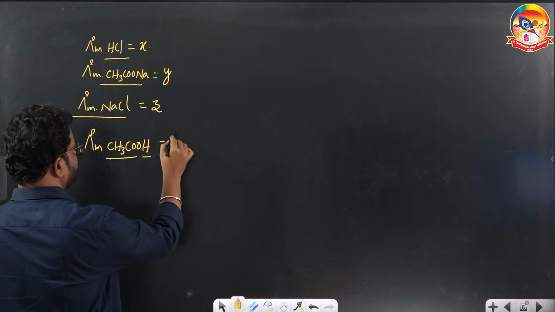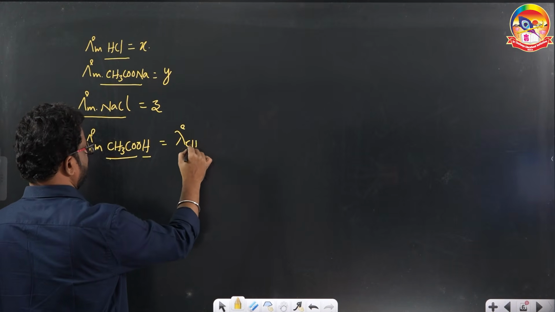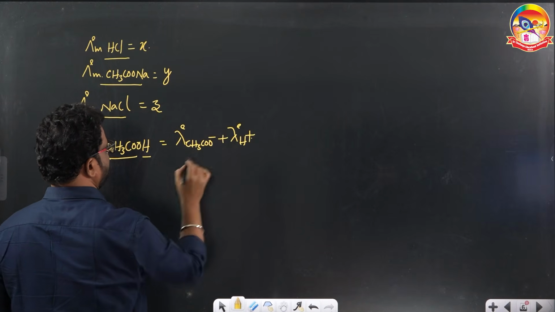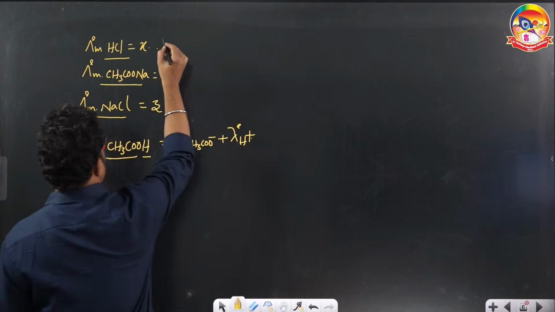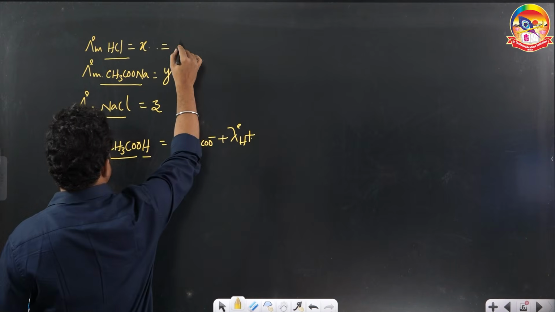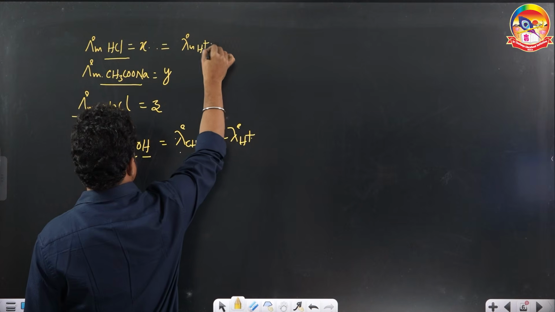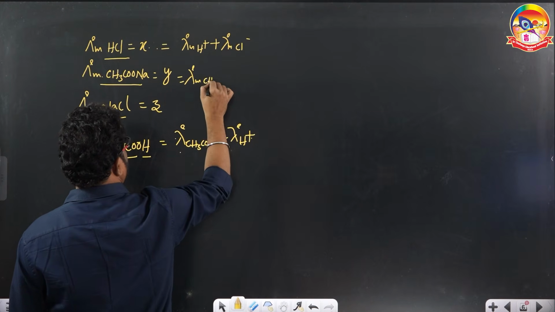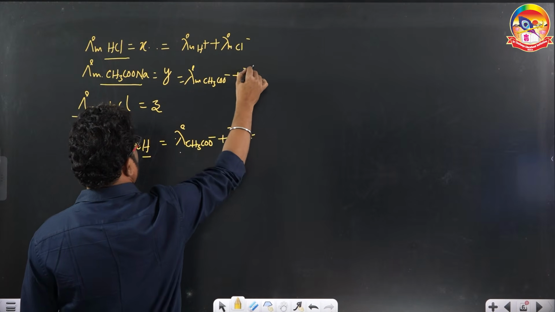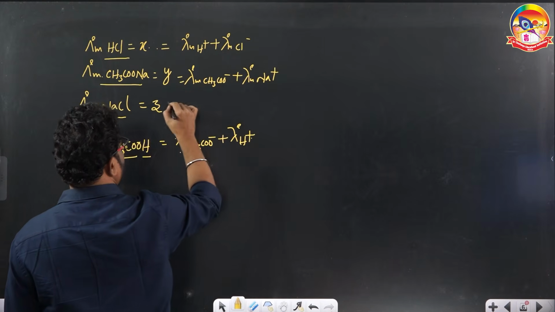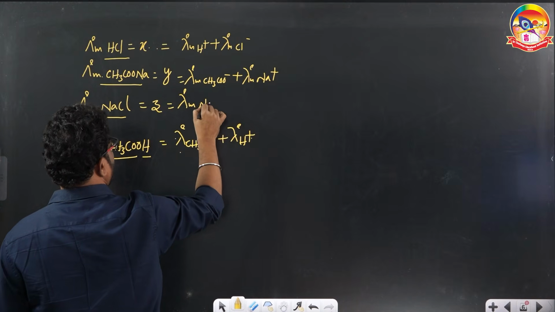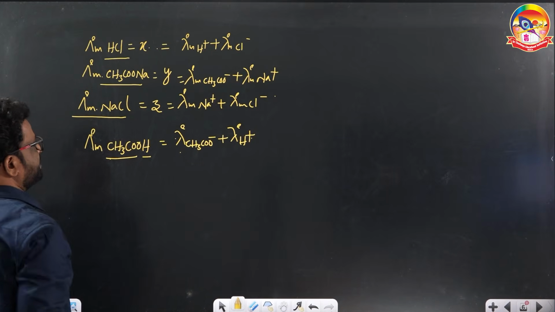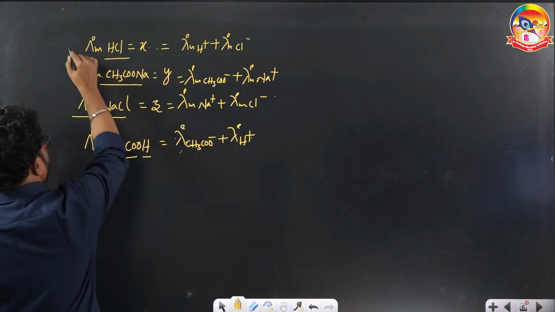Actually, lambda naught m of acetic acid can be written as lambda naught m of acetate plus lambda naught m of H plus. This is obtained from these values also. Lambda naught m of H plus is lambda naught m of HCl minus lambda naught m of Cl minus. This is lambda naught m of acetate plus lambda naught m of Na plus from Kohlrausch itself. This is lambda naught m of Na plus plus lambda naught m of Cl minus. See, if you observe these three values, you can get this by using these three values.